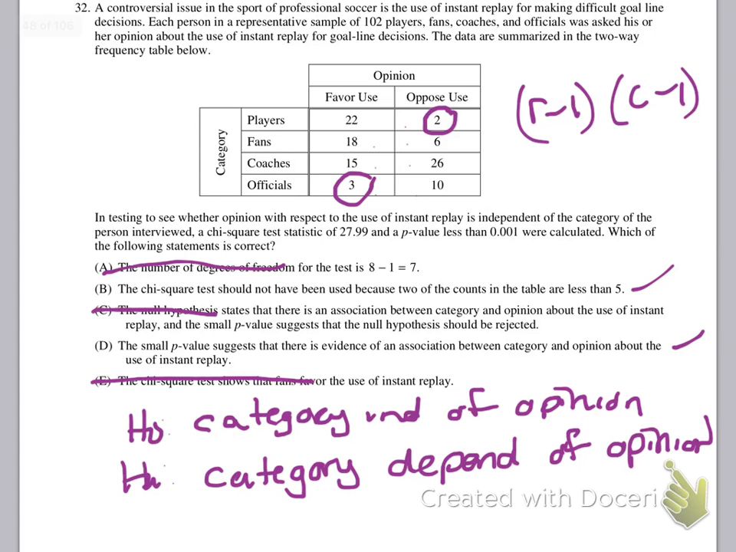The small p-value suggests that there is evidence of an association. So a small p-value means we reject HO, meaning category is dependent on opinion. The small p-value suggests there's evidence about the use of instant replay. D is true. Okay, honestly, I don't know which one is the right answer. I would choose either B or D. Sorry. I'll have to go look that up.